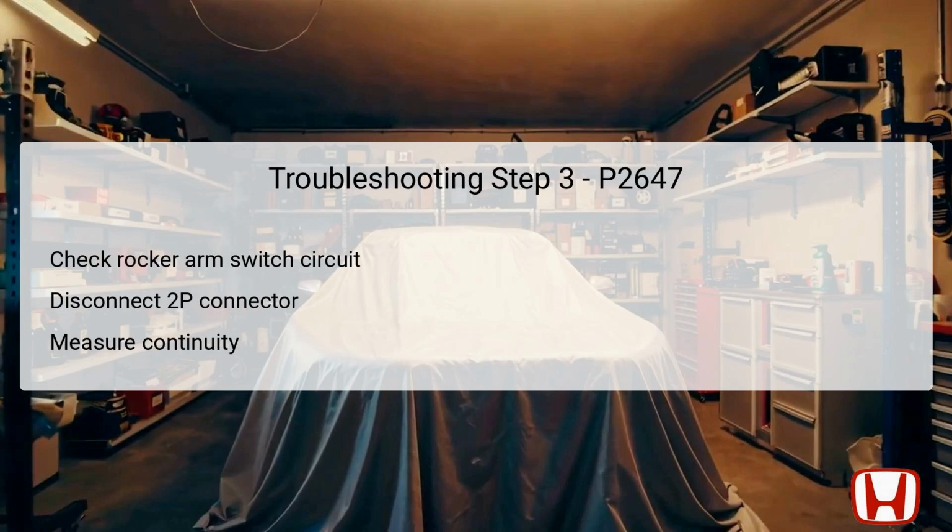The third step involves checking the internal circuit of the rocker arm oil pressure switch.